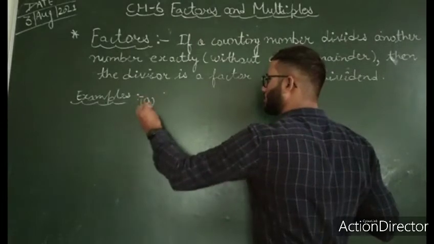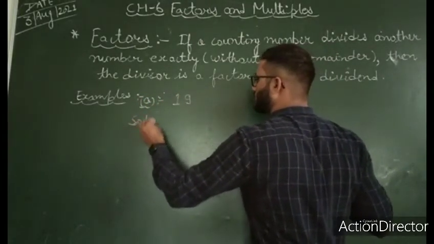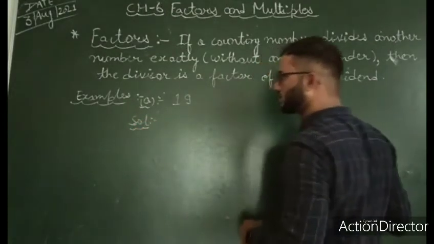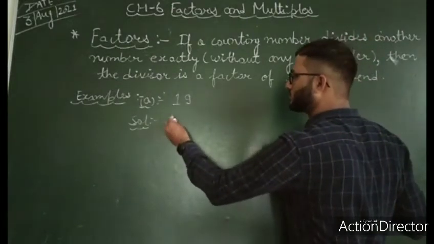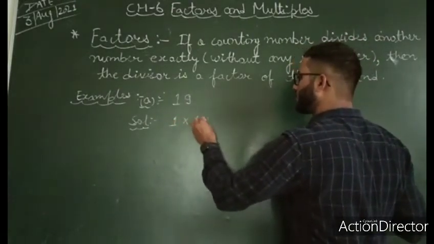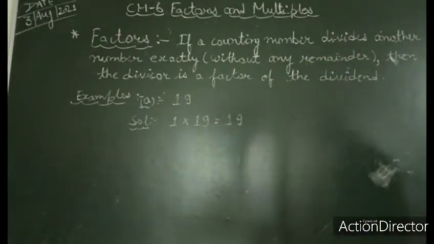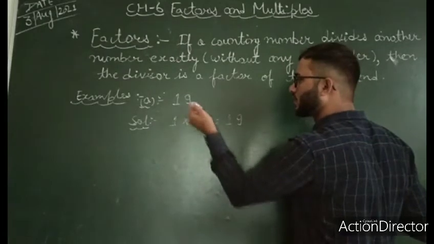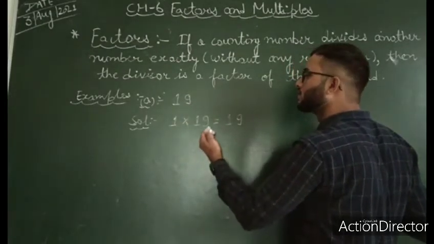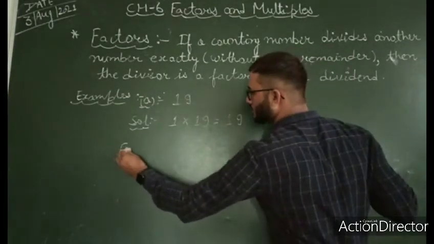Okay. First part A, 19. So 19 is divisible by 1. So here we write 1 multiplied by 19. So here we have 19. Right. Then there is no other number which divides 19 exactly, meaning without any remainder. So there are two factors of 19 here.